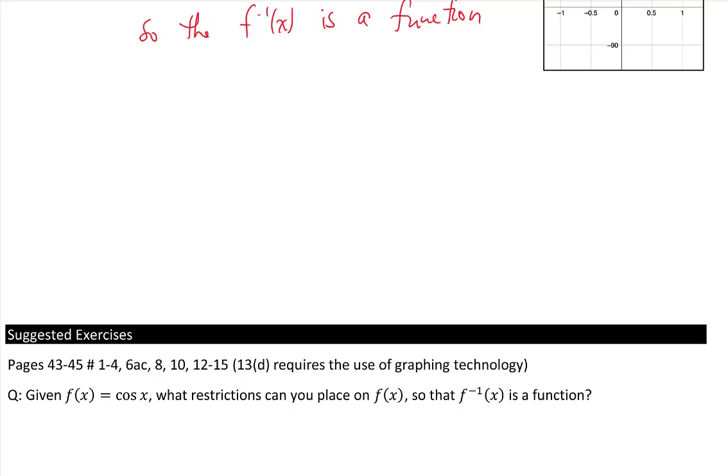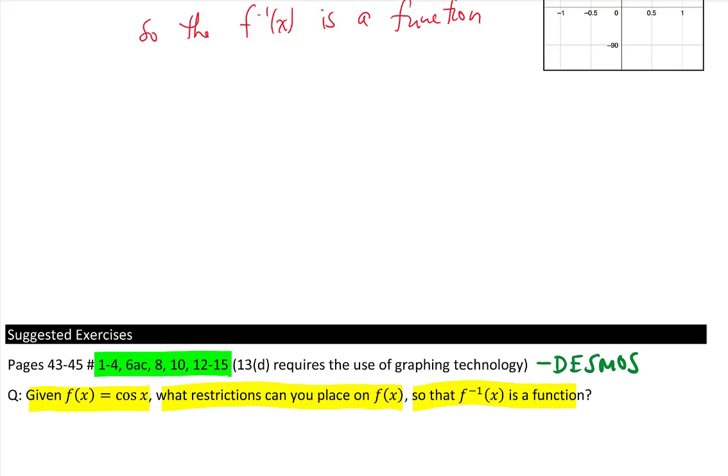All right, so there are some questions from your textbook to try. Notice that for 13D, the best way to find the points of intersection is to use graphing technology, and I would recommend just using Desmos to graph the two curves to see where they intersect. And then similar to the one we just did, given that f of x equals cosine x, what restrictions can you place on the function so that f inverse is also a function? That one I'd like you to try as well.